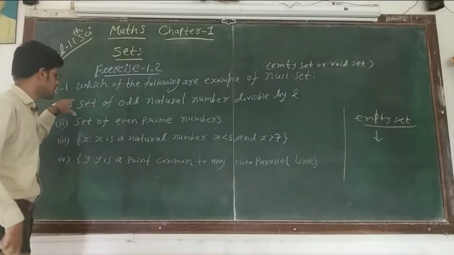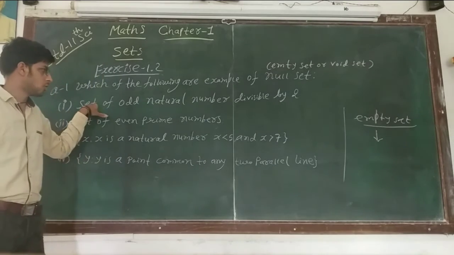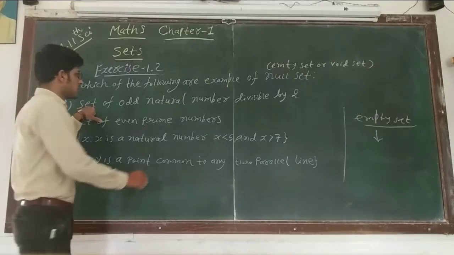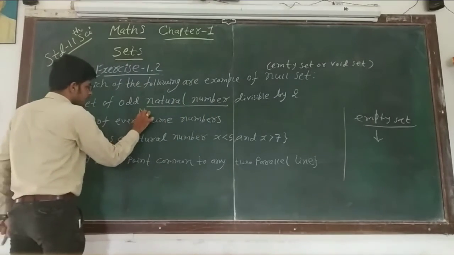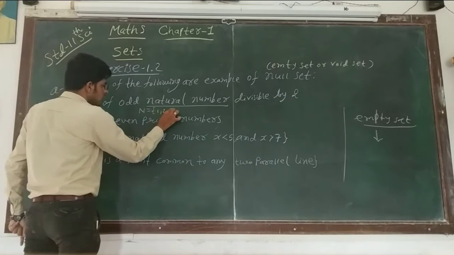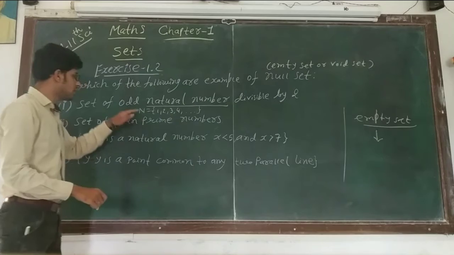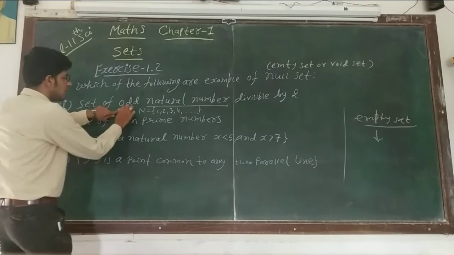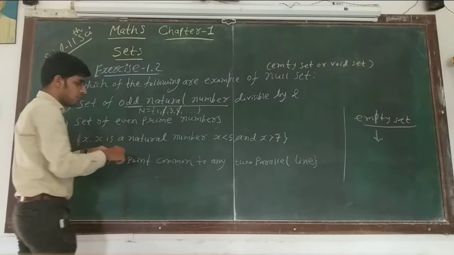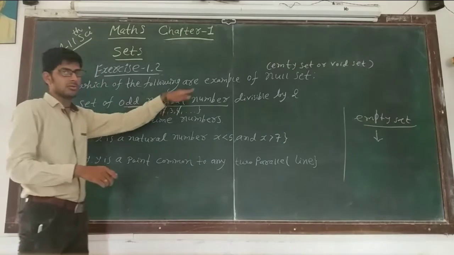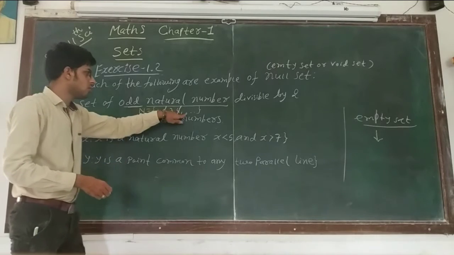Okay, so we have to check first, the set of odd natural numbers divisible by 2. First of all we will write down the natural numbers: 1, 2, 3, 4 up to infinity. But here one more word is there, odd natural number. So we have to remove 2, 4, and write down only 1, 3, 5, 7, and so on.